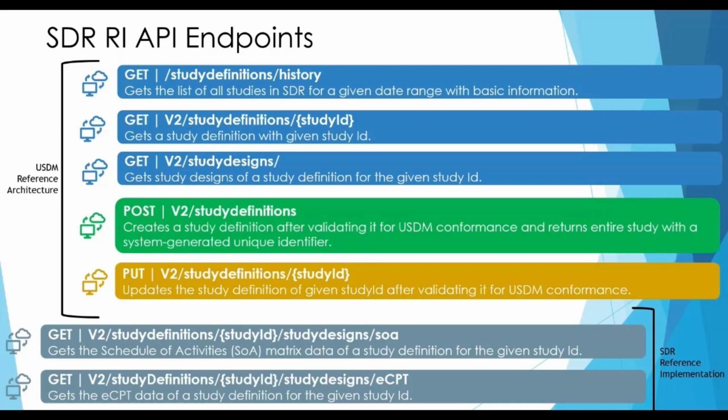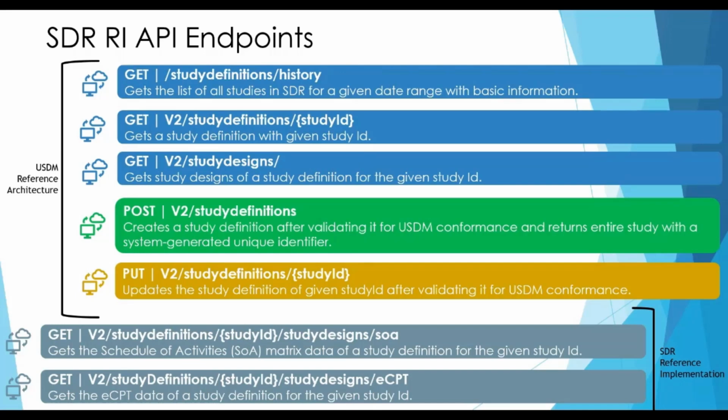Some of the GET endpoints seen here allow users to view basic details of all studies available in SDR, from which a user can choose a specific study to view its latest or specific upload version by passing the study ID and optionally an upload version to respective GET endpoint.